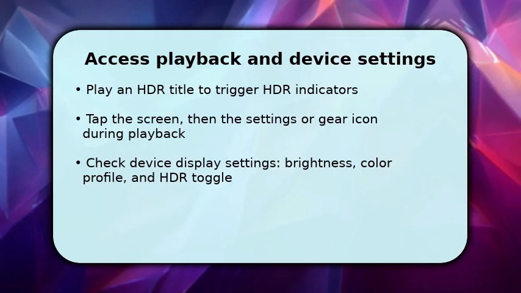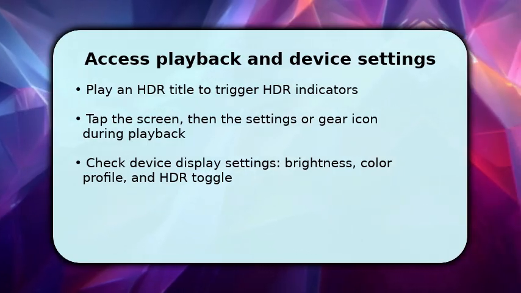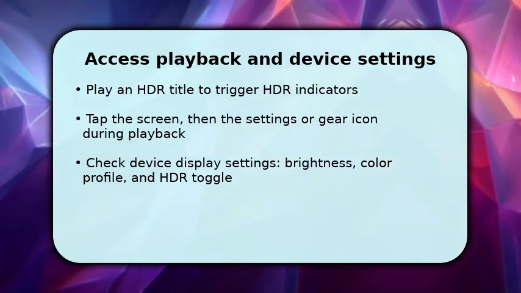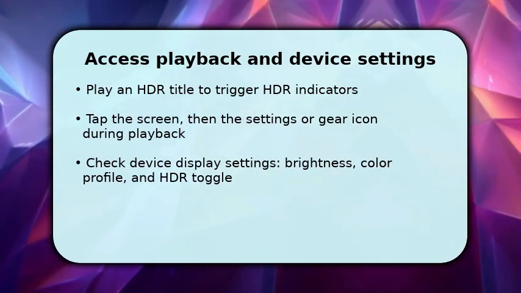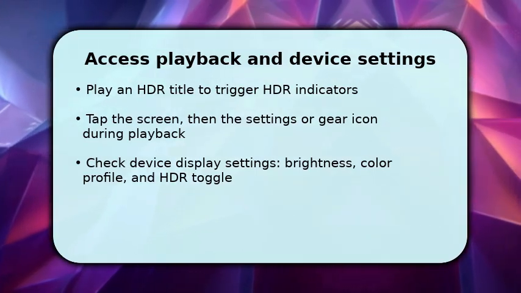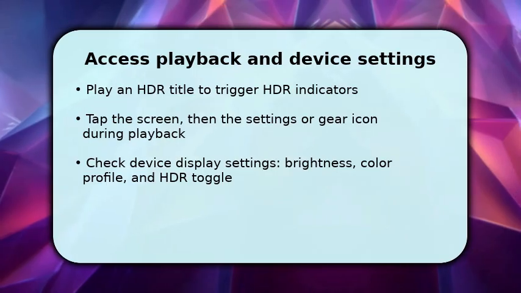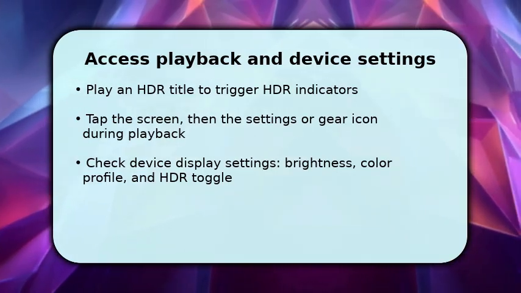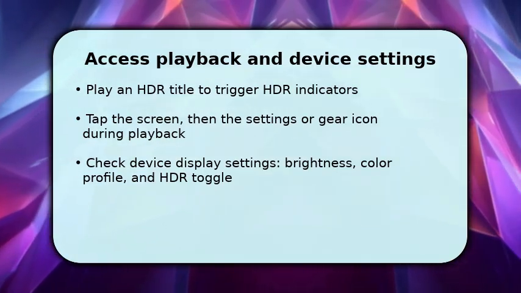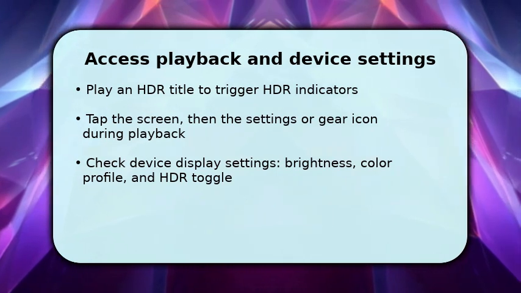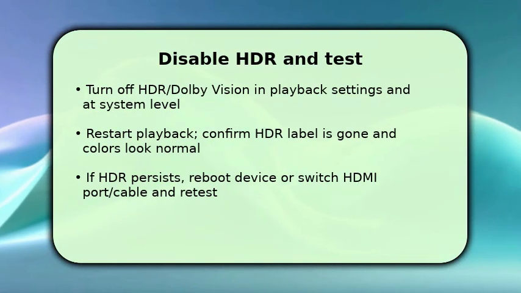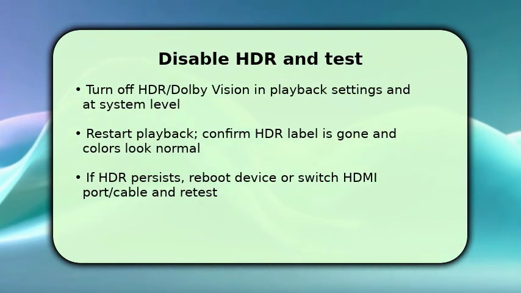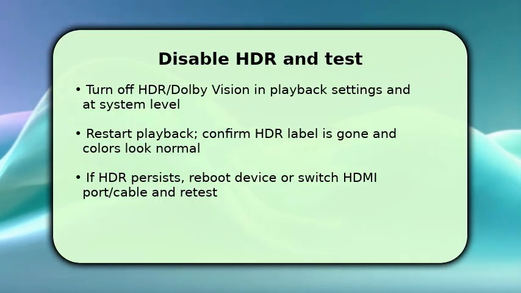Also open Android display settings. Some devices enforce HDR at the system level, so turn off any system HDR, adaptive brightness, or vivid color profile to prevent automatic switching. Now disable HDR in Netflix's playback settings, and then disable system-level HDR or advanced color profiles. This ensures both app and device stop signaling HDR to the display.